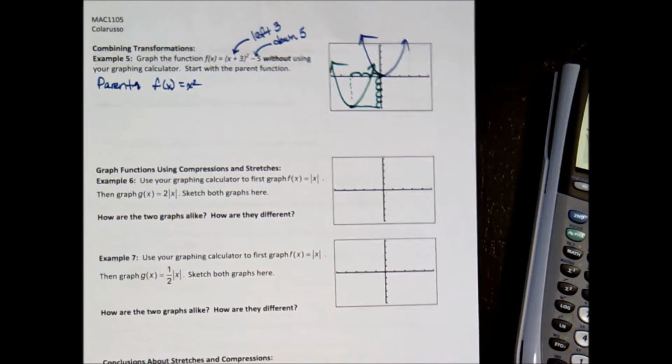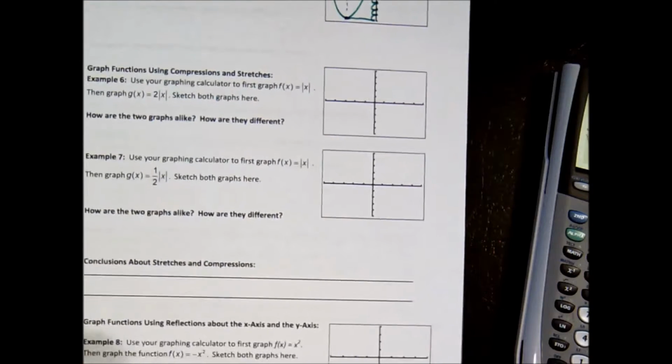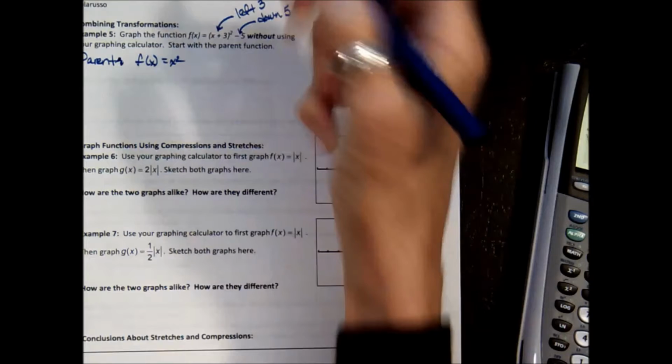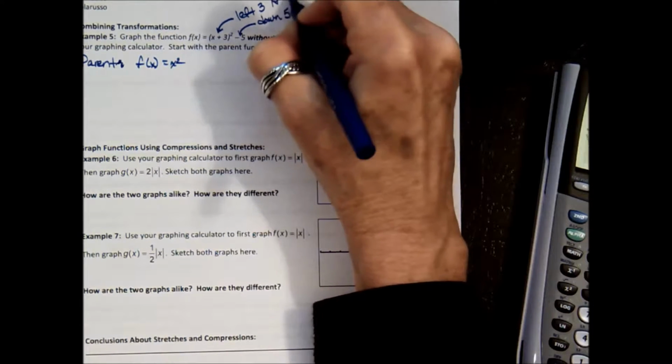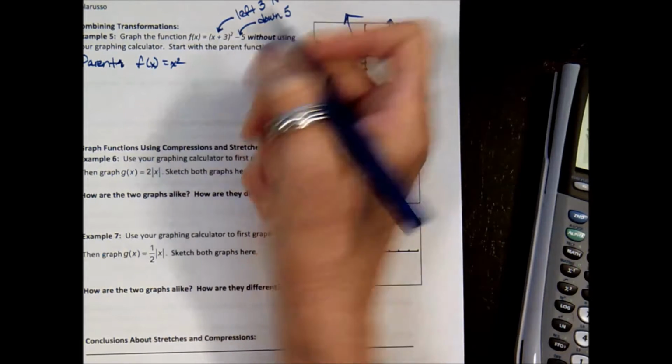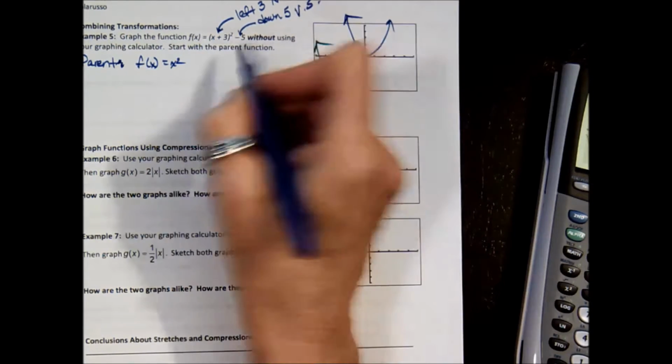Okay, those were horizontal and vertical shifts. Remembering that, let me bring this down again. The horizontal shift happens inside the function before it's squared or whatever's being done to it. The vertical shift happens on the end.